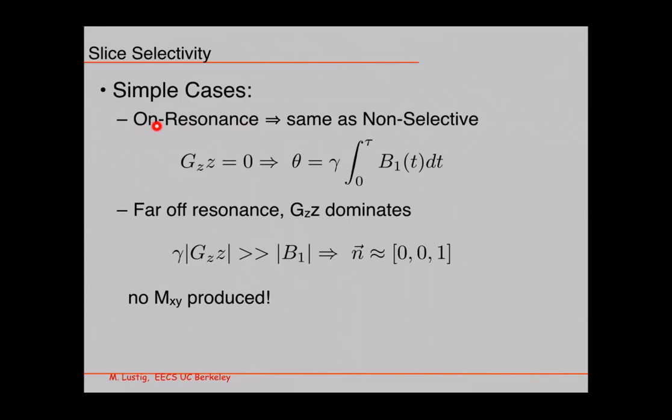Far off resonance, we said that the applied field is pretty much normal, so it's pointing in the Z direction pretty much. Hence, no Mxy is going to be produced. And so the question is what's going to happen in the transition region, okay?